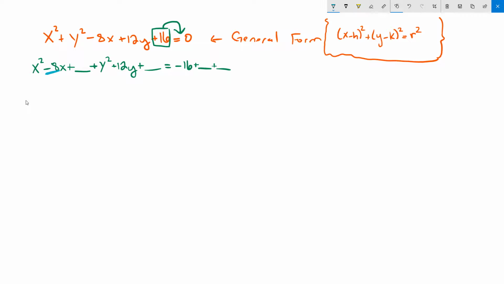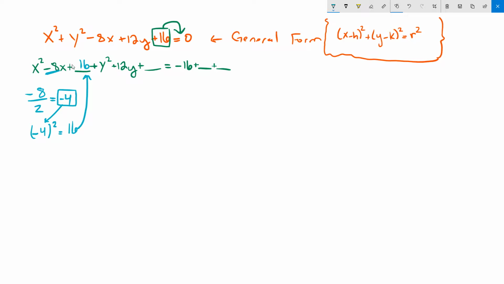Once we see this number, we see that we have negative 8 right here, divided by 2. Always divided by 2. It's just part of the process. So negative 8 divided by 2 gives us negative 4. Next, we take this negative 4 and square it. So negative 4 squared gives us positive 16. We're going to take that 16 and plug it into this area right here.